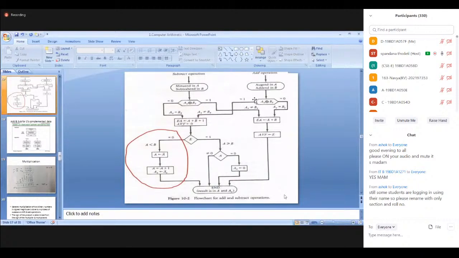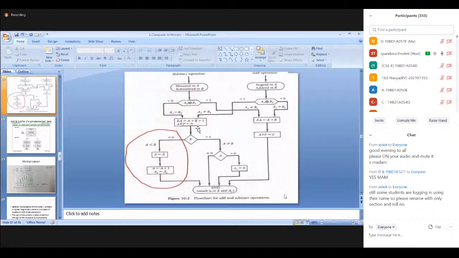Now, if the sign of the two numbers is different, then the XOR of AS and BS will be 1. Then you have to perform the subtraction operation. A minus B is to be performed. And A minus B is always performed using the 2's complement notation: A plus B complement plus 1. And for subtraction, you don't get any overflow value. Therefore, the AVF flip-flop is set to 0.